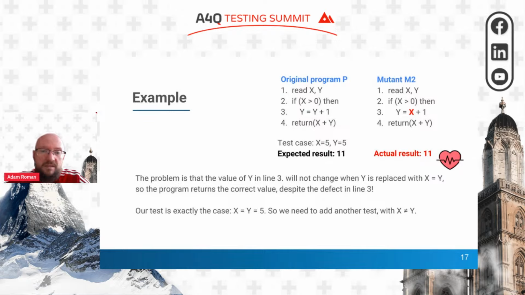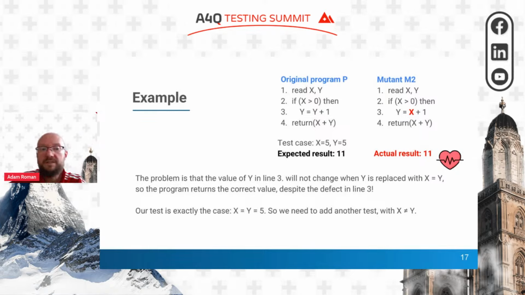The problem is that when we look at this code, we see that if we replace y with x in line 3, then if the value of x is equal to the value of y, the result will be the same, right? Because it doesn't matter whether it's x or y. If x equals y, then the result will be exactly the same. So, analyzing this situation, we detected some weakness in our test suite.